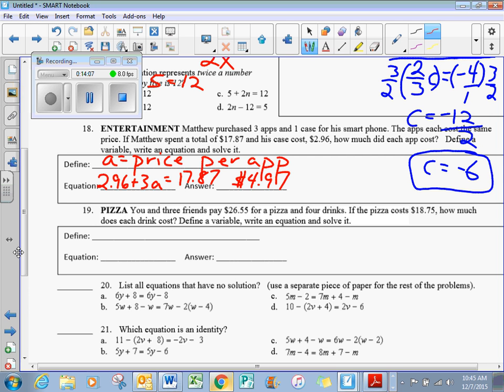I would never pay that much for that. Okay. So does anybody want me to work out how I solve that equation? Pretty basic equation, right? Okay.